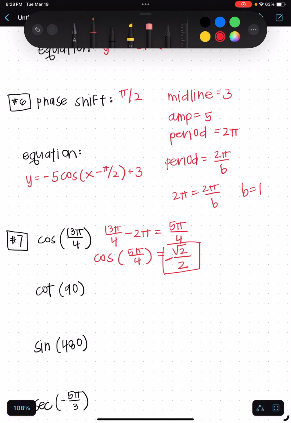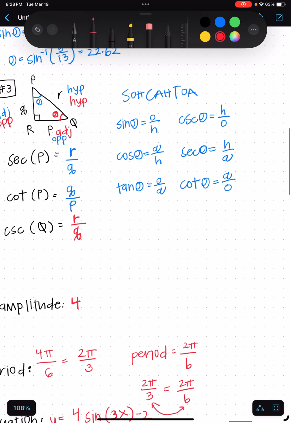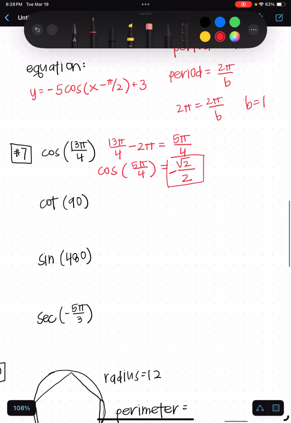Now the next one is cotangent of 90. Now cotangent, cosecant, and secant are not on my unit circle, but because of what we kind of talked about up here, sorry, let me find it, right here, where they're opposites of each other, we can use that information. So for cotangent of 90, I know cotangent is the opposite of tangent, so I'm going to find the tangent of 90.